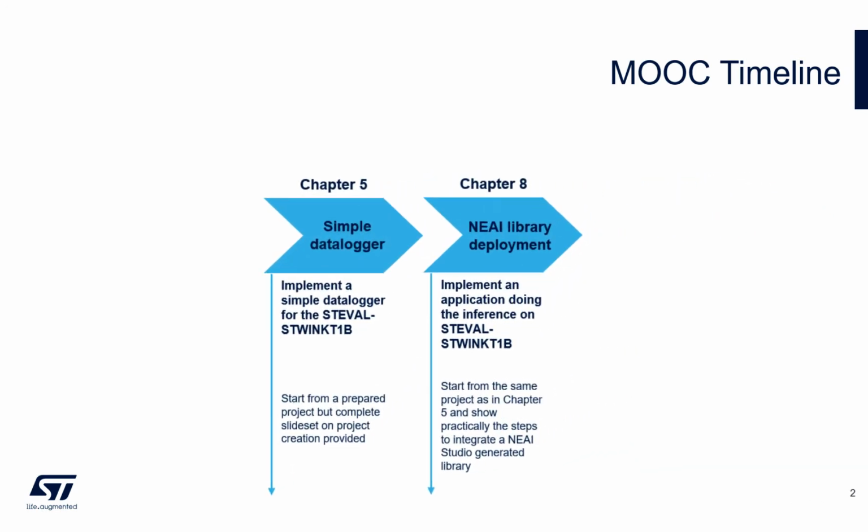In this video, we will review the setup and configuration of a datalogging application, as well as a detection application, as we did in the MOOC in the first place, but using another STM32 MCU, which is the STM32L073RZ, and another sensor, which is a current sensor. So in practice, we will redo what we did in Chapter 5 and Chapter 8 of the original MOOC, but using a different hardware setup.